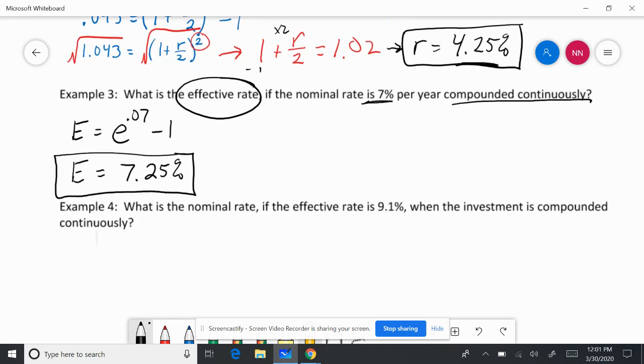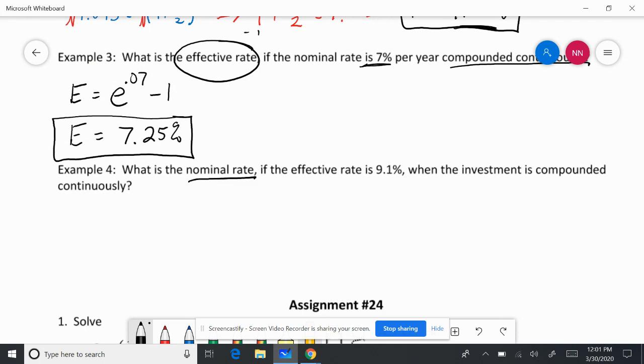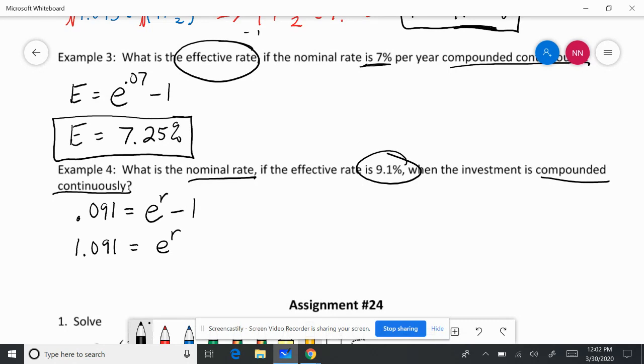Now, our last example. This time what we're trying to do is find our nominal rate. It tells us our effective rate is 9.1%. So we have 0.091 is equal to, once again, compounded continuously, tells us we're using our second formula, e to the r. Remember, r is our nominal rate, or our rate. And then don't forget to subtract the 1. We add the 1, and we get 1.091 is equal to e to the r. Now what we need to do is we need to get rid of the e.